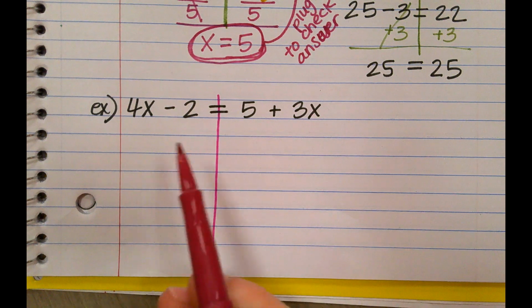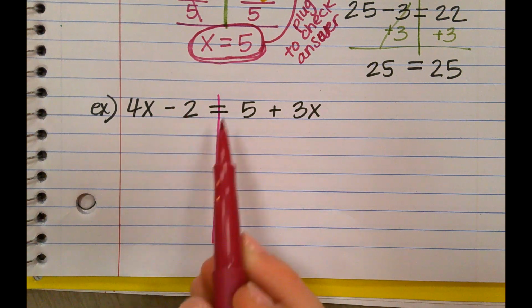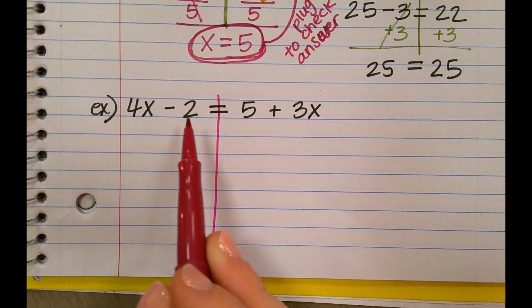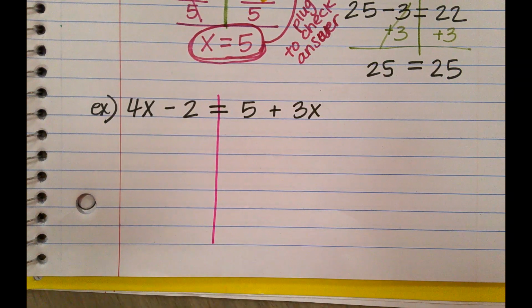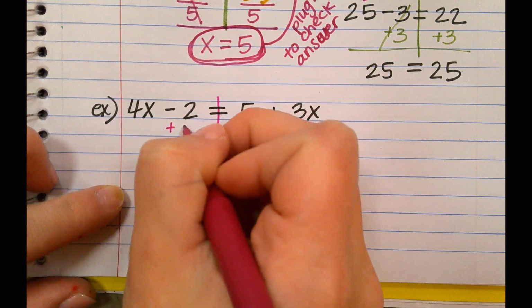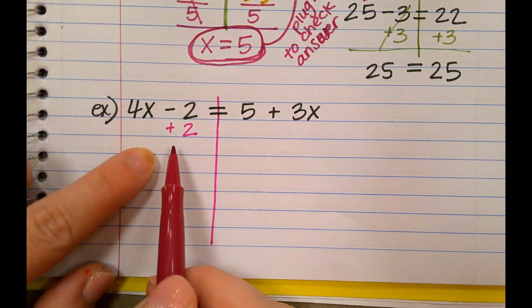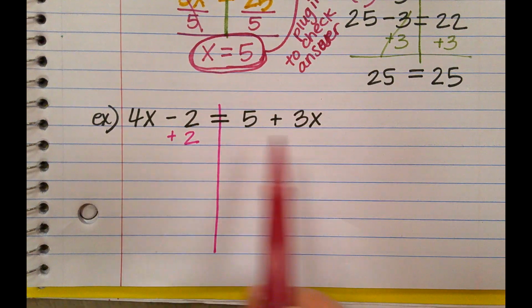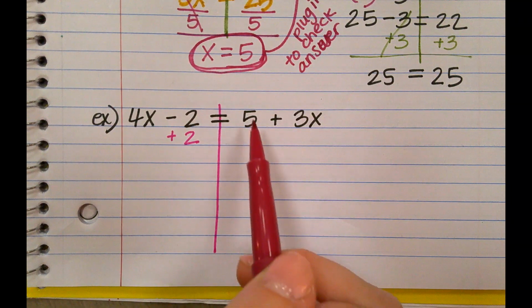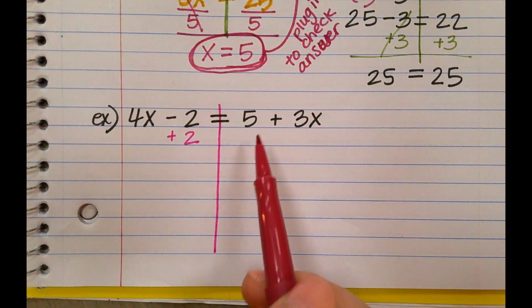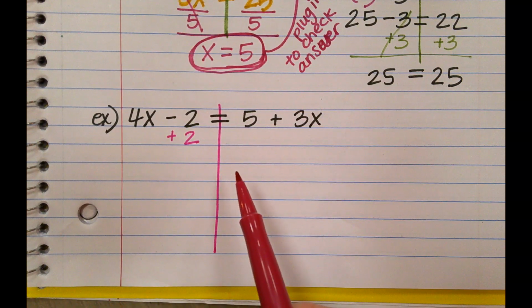Somebody suggested, why don't we get rid of -2 by doing +2? Can we do that? We can. So let's do that. I'm going to add 2. Now, where it gets tricky is we need to decide now, what am I adding to on the other side? Do I add it to 5 or do I add it to 3x? To the 5. Who can tell me why?